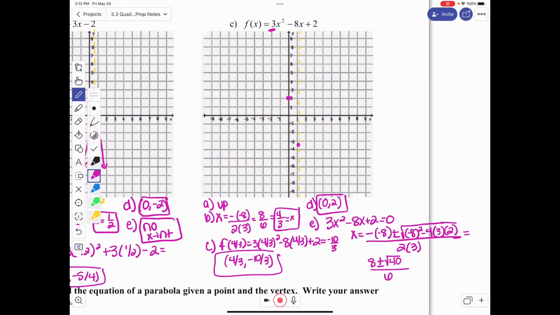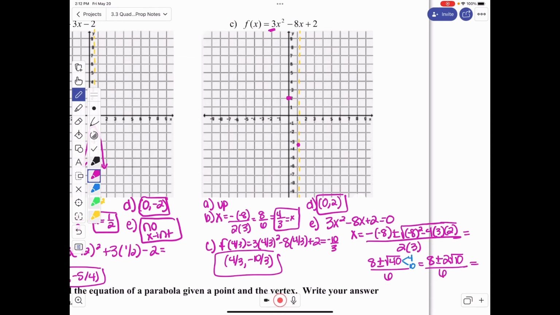Now, if I break down 40, remember when you simplify square roots, you want to think of two numbers that multiply to be 40 where one of them is a perfect square. So that would be 4 and 10. And then you take the square root of the one that's actually a perfect square. So the square root of 4 is 2. It comes to the outside, and 10 stays in the radical. And then we have 6 on the bottom.